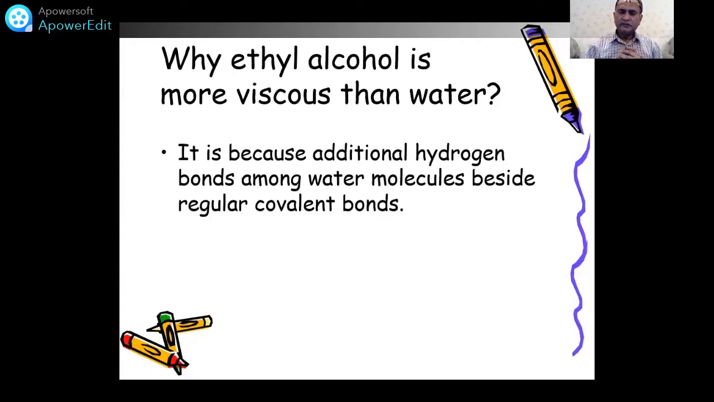Last 2 minutes. Why is alcohol more viscous than water? Because in alcohol, we have an extra bond, an extra attraction. What is the name of that attraction? Hydrogen bonding. Okay? So due to hydrogen bonding, alcohol is more viscous than water. Water simply has less hydrogen bonding as compared to ethyl alcohol.